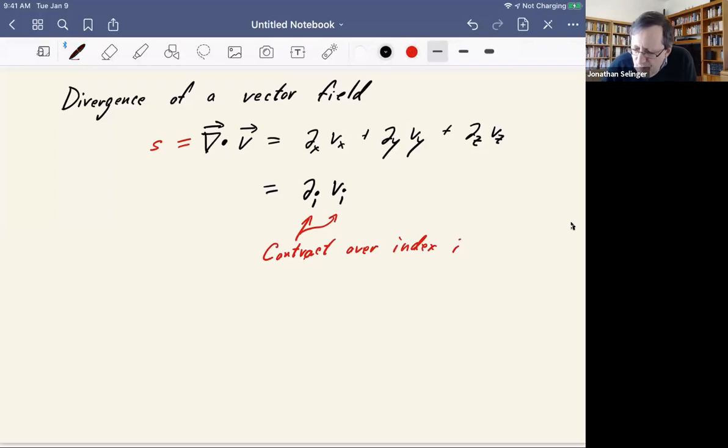Then the third derivative operator that you are accustomed to is the curl of a vector field.